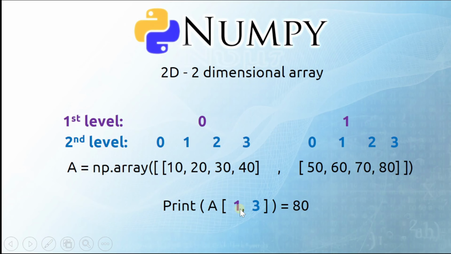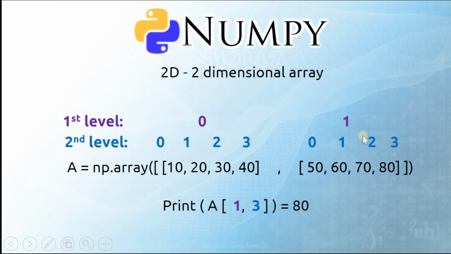You type print A. Now 40 is on the first row in the first element, which is at index 0. So print A[0]. Then within 0 you get 40, which is at the third index. So print A[0][3] will get you 40.